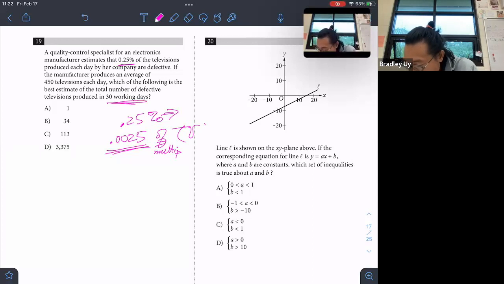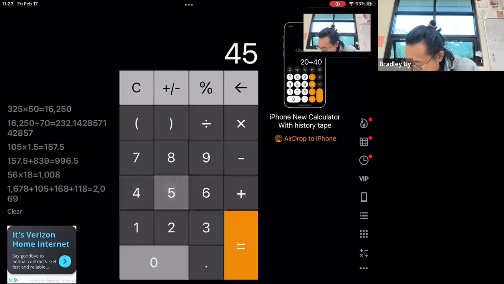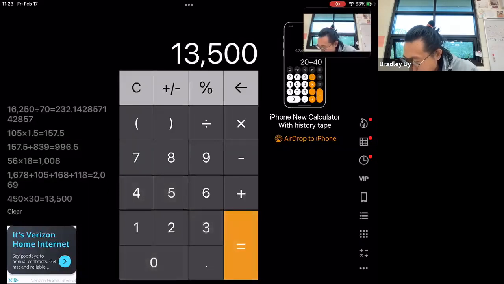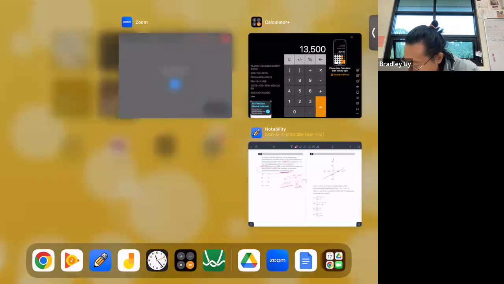So we need 30 working days. There's 450 produced each day. So we're going to take 450 times 30. That 450 times 30 tells us how many TVs were produced in a month, 13,500.